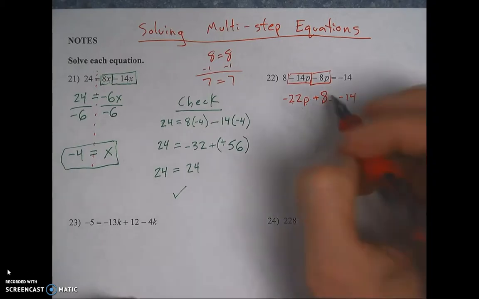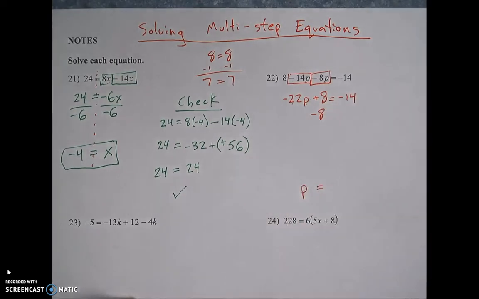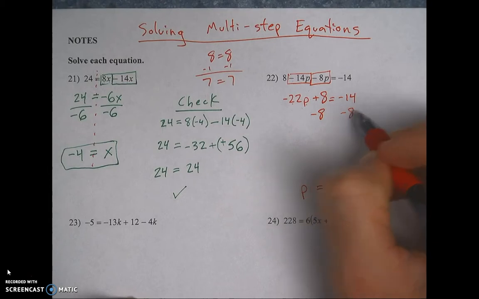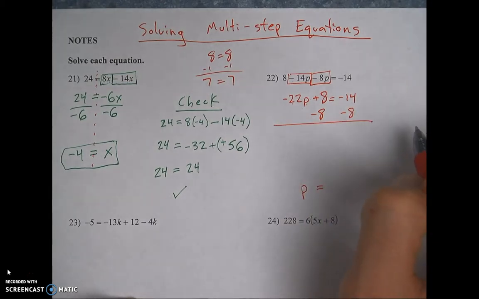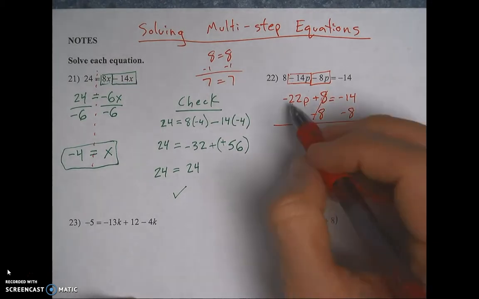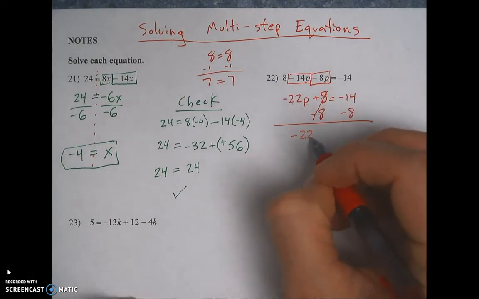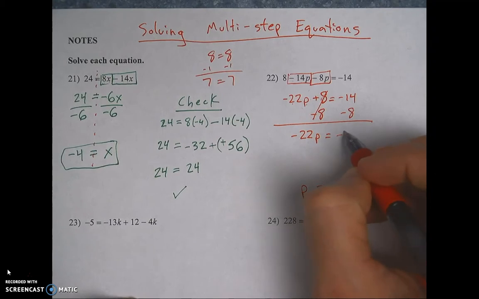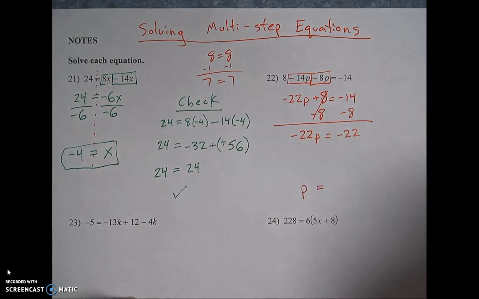So a positive 8, I get it down to a 0 by minusing 8. And when I do something on the left side of the equation, I've got to do it on the right side as well. So it goes away. I'm left with negative 22p. And negative 14 minus 8 gets me negative 22.